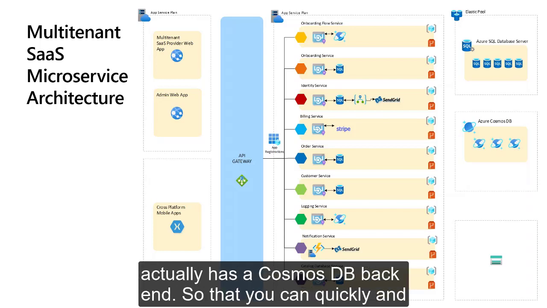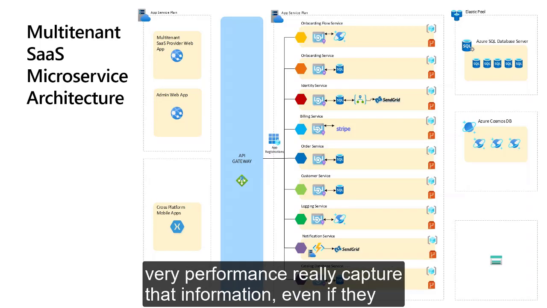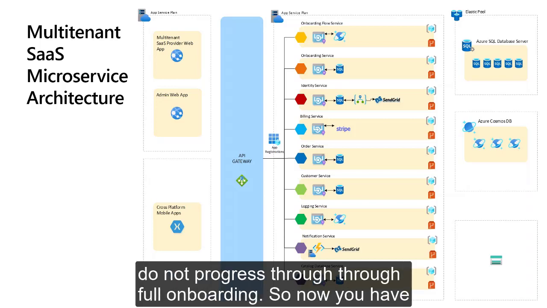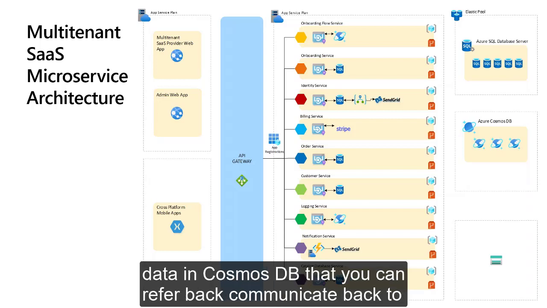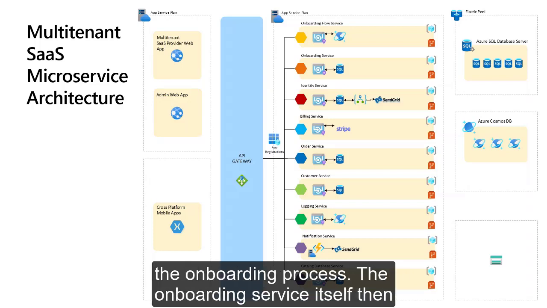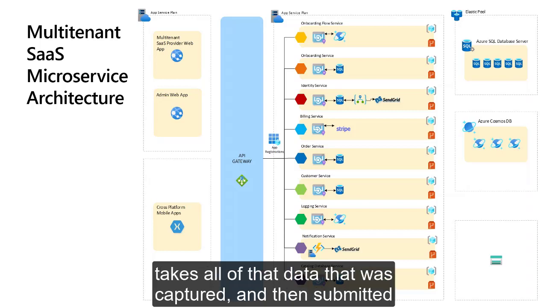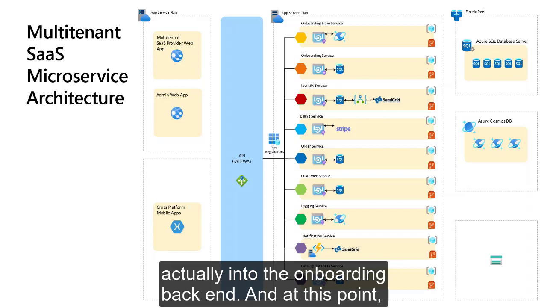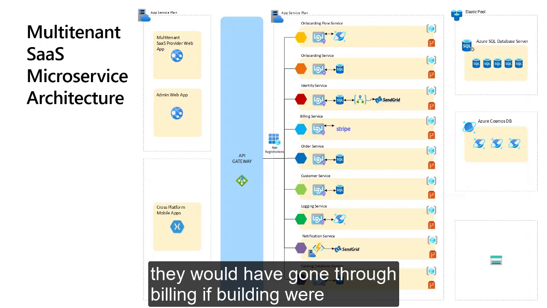And that actually has a Cosmos DB backend so that you can quickly and very performantly capture that information, even if they do not progress through to full onboarding. So now you have data in Cosmos DB that you can refer back to and communicate back to them to better understand why they did not complete the onboarding process. The onboarding service itself then takes all of that data that was captured and submits it into the onboarding backend. And at this point, they would have gone through billing if billing were required, right?